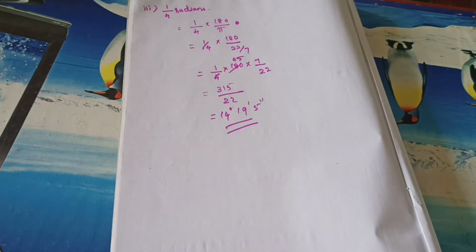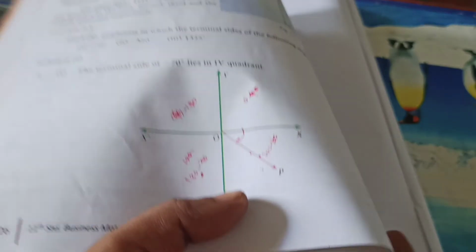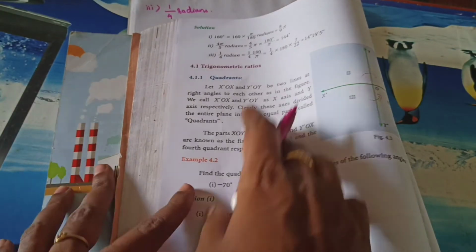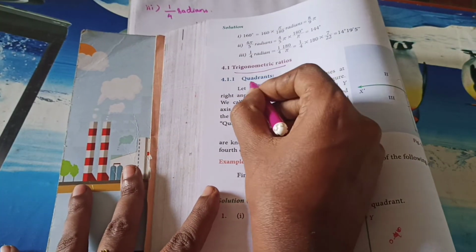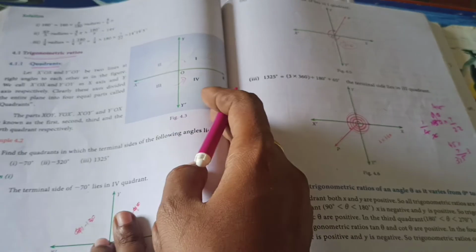Okay, let's move to the next one. Take your books, all of you. From your book you can write this. Next, put the heading trigonometric ratios, quadrants. So now the first main thing is you need to learn about the quadrants.